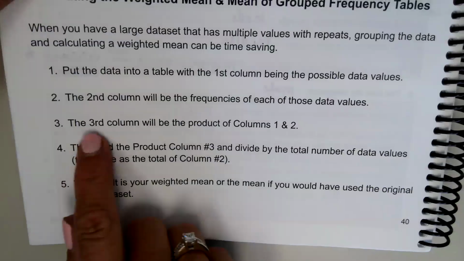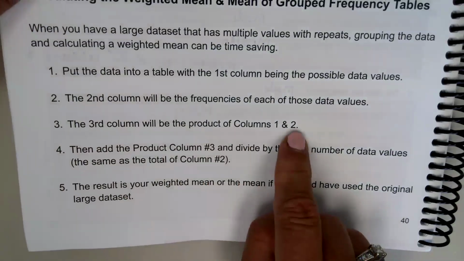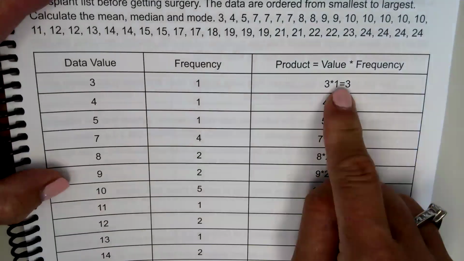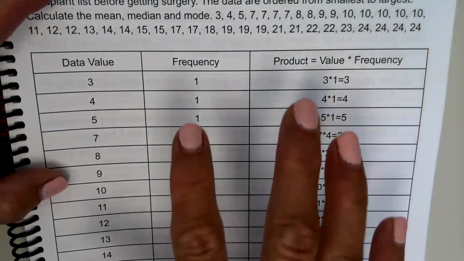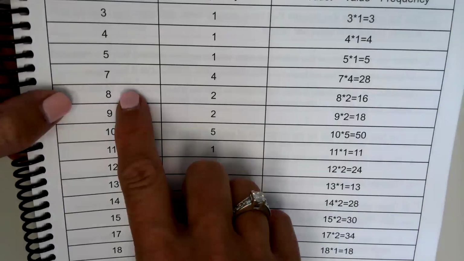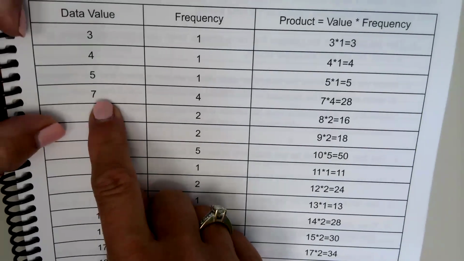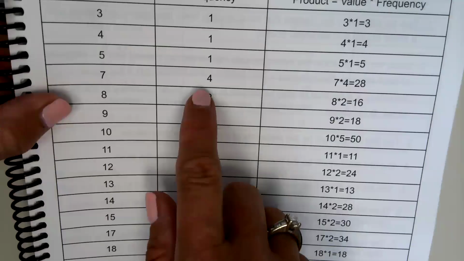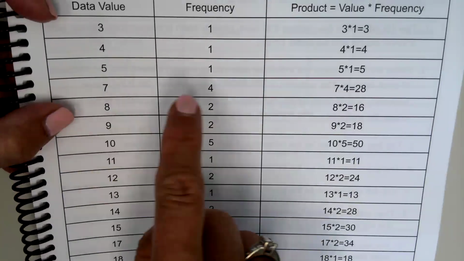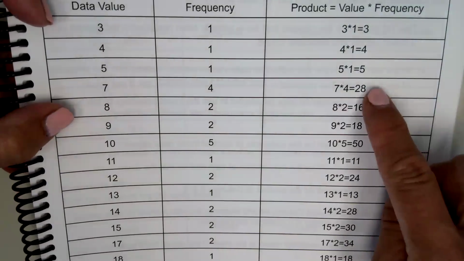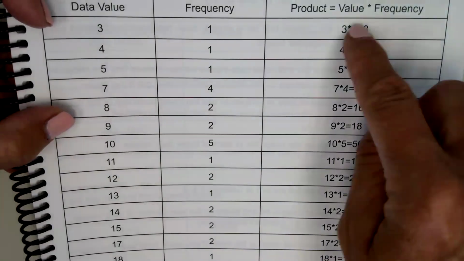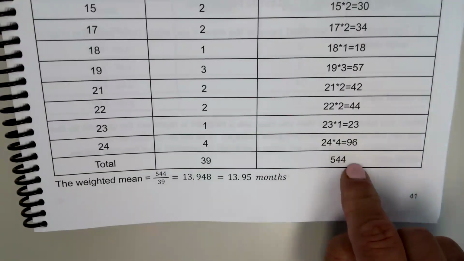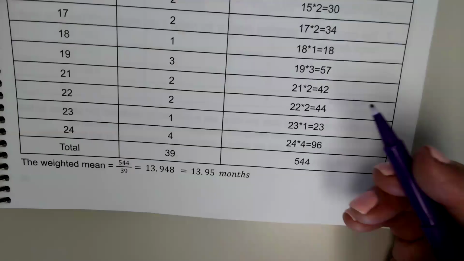Then the third step would be the third column will be the product of columns 1 and 2. So I'm going to take column 1 and column 2 and multiply them to get column 3. What that does is that tells me the value of the 4 7s that I had when I go to find the mean. I have to add up all of my data values. But if I wanted to add up all those 7s, I have 4 7s. So 4 times 7 is 28. So 28 is the value of the 7s. By finding each of these products, I can then add this column and it gives me the total of all my data values. So let's write that here.